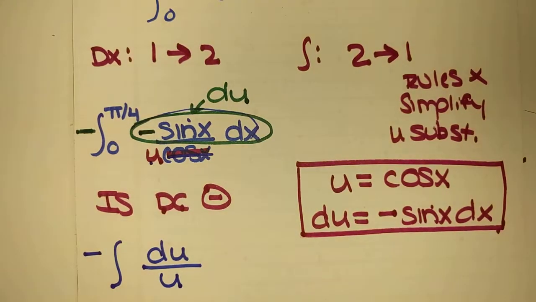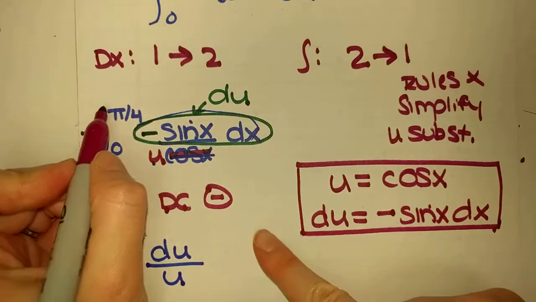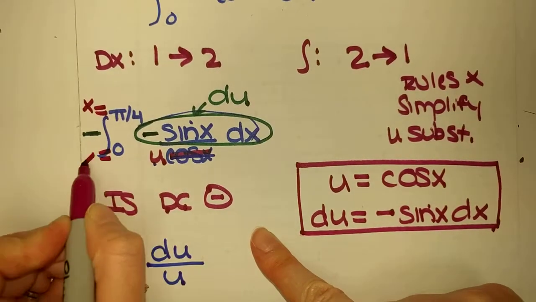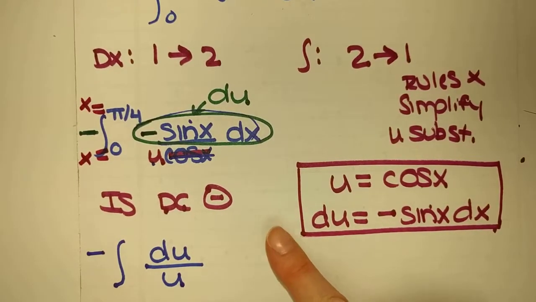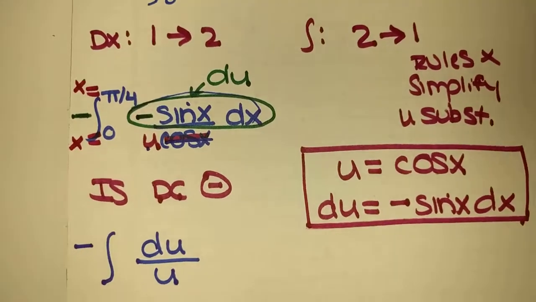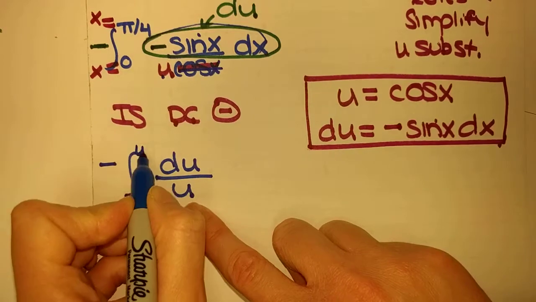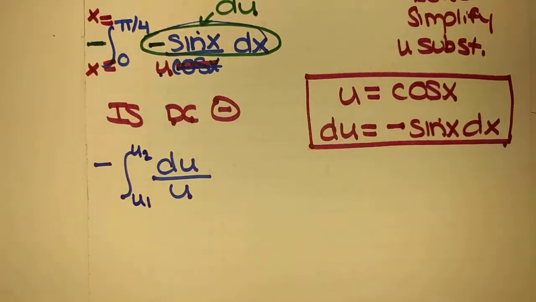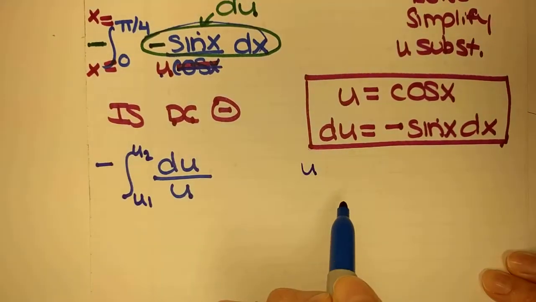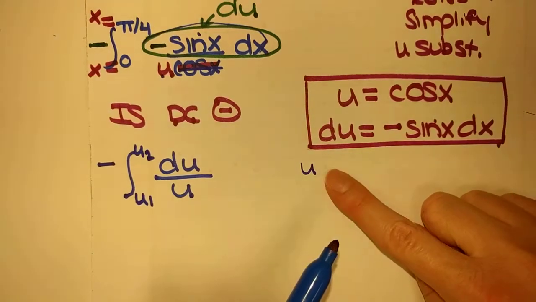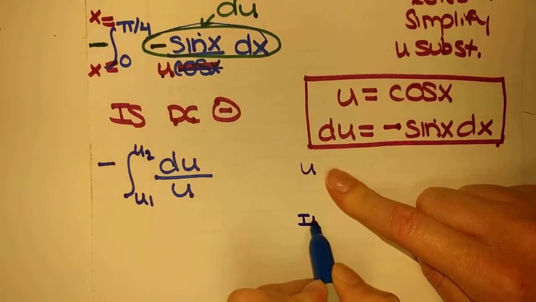Now, let's talk about the bounds. These bounds represent the variable of integration as x is equal to pi over 4, x is equal to 0. So if you now have the integral all in terms of u, you need to switch the bounds to u1 and u2. So the whole entire integral is in terms of u. Now, once the integral is in terms of u, we are ready to integrate.